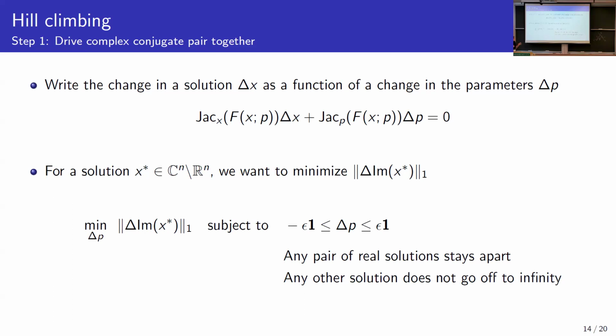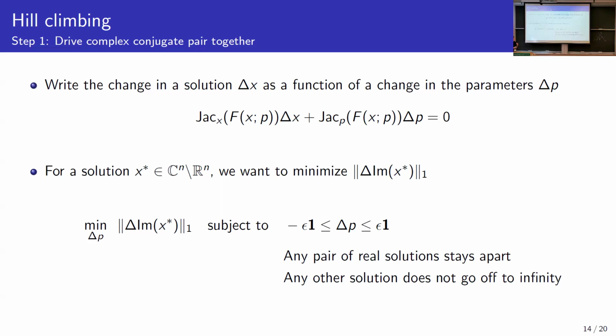And then my constraints here are, I think, kind of natural constraints. The first one says that this linearization is only accurate in a neighborhood of my point, of course, so I don't want to go too far, because then this linear approximation is no good. The second one says that as I move in my parameter space and try to drive one complex conjugate pair together, I want to make sure any existing real solutions I have stay far apart. I don't want to simultaneously drive one complex conjugate pair together and 2 real solutions together so that my number of real solutions doesn't actually change.